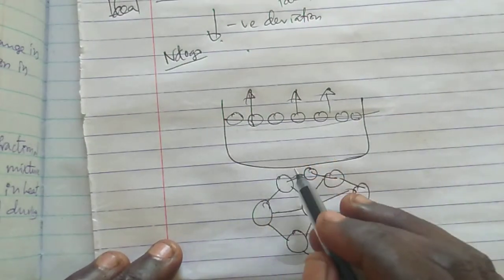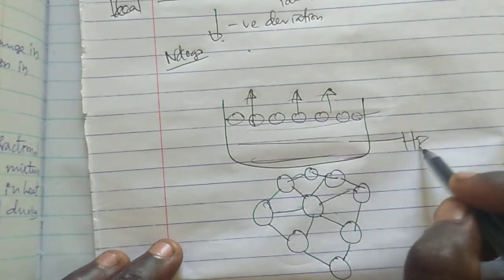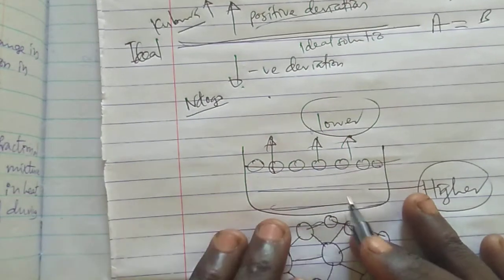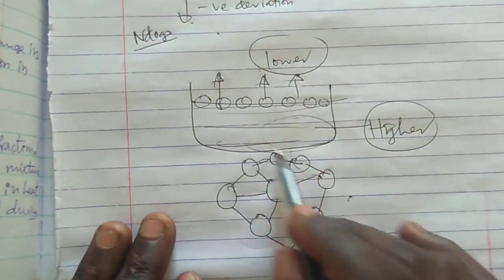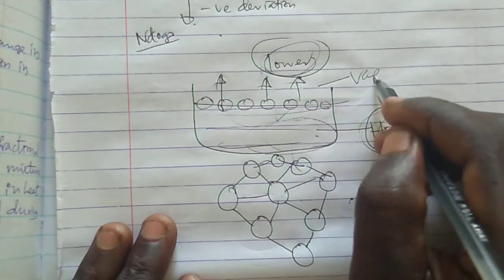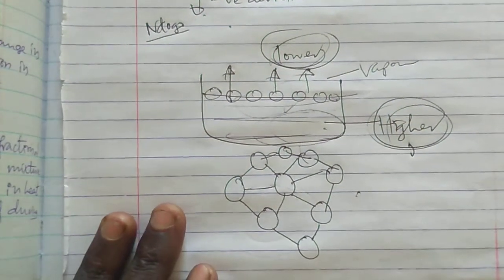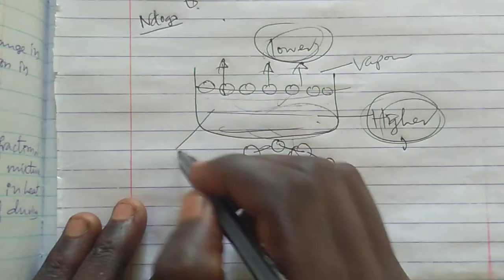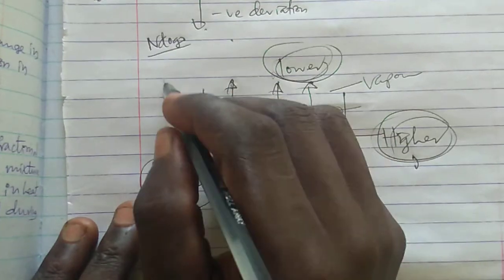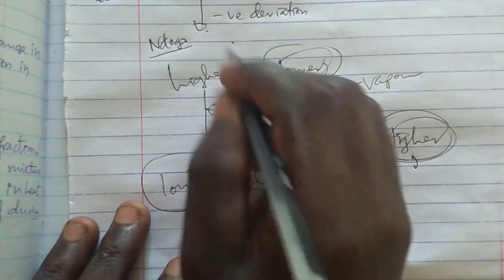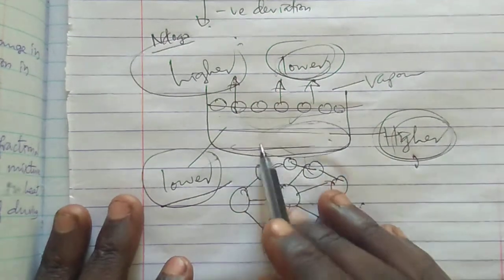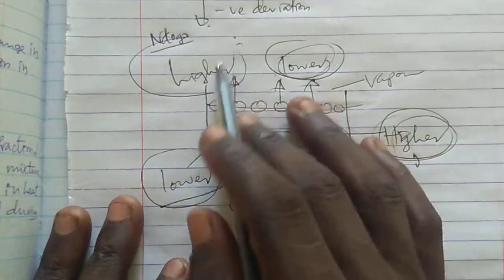If the intermolecular forces of attraction in this solution are higher, that means the vapor formed will be lower. Why? Because a large amount of energy is needed to break these bonds in higher intermolecular force of attraction, so that the molecules can escape into the vapor phase. The vice versa is also true: if the intermolecular forces of attraction are lower, that means the vapor formed will have higher vapor pressure, because lower intermolecular force of attraction will require a small amount of energy to break them and cause the escape of the molecules to the vapor phase.